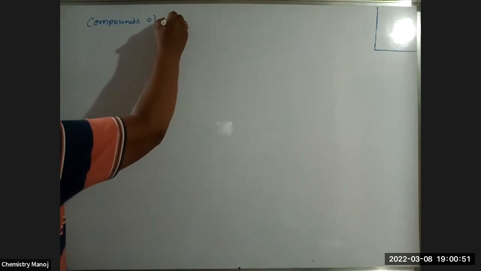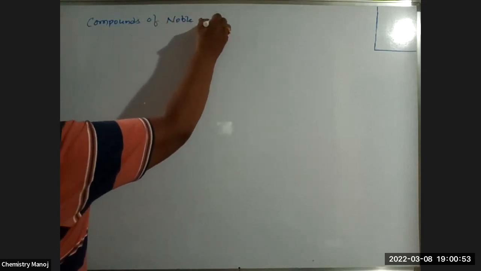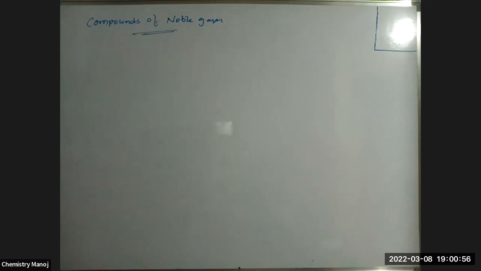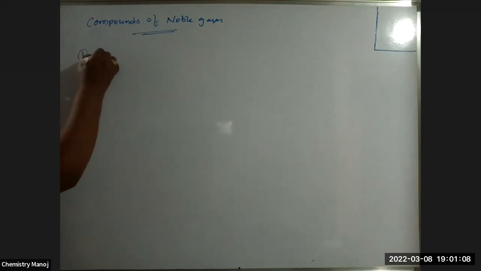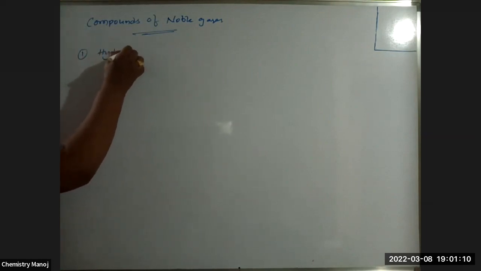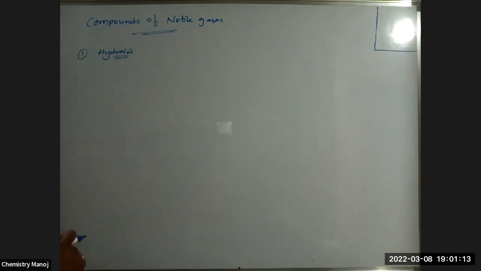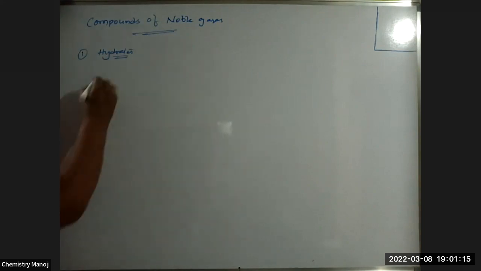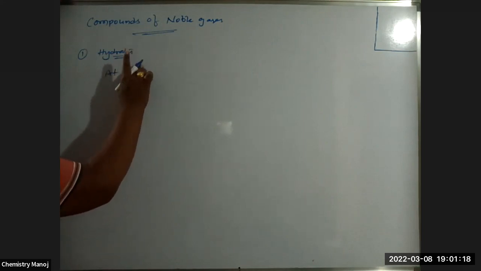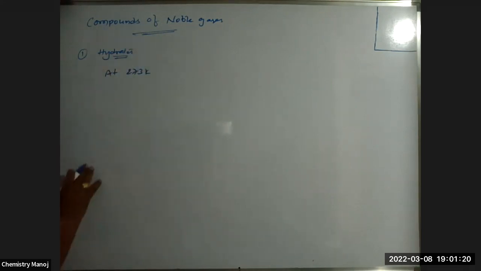Compounds of noble gases. Different types of compounds are available in noble gases. What is the first one? Hydrates, where water molecules are attracted. Particularly at 273 Kelvin temperature, which is 0 degrees Celsius.